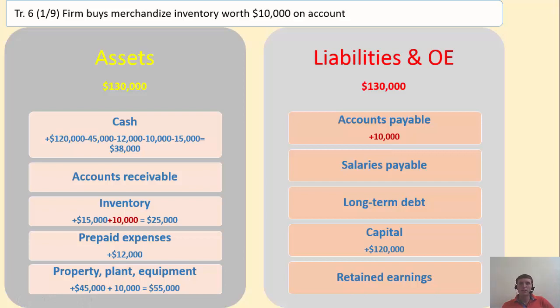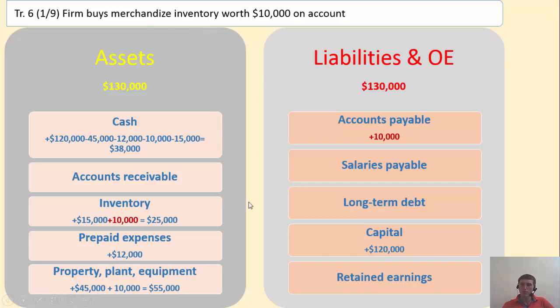Okay, and that's $10,000. Assets increased in terms of inventory, $10,000. Liabilities, accounts payable increased $10,000. Now the assets of the firm are worth $130,000. And the liabilities have a book value of $130,000. The accounting equation is still balanced, and we successfully account for this transaction based on its effect on the different accounts of the firm.